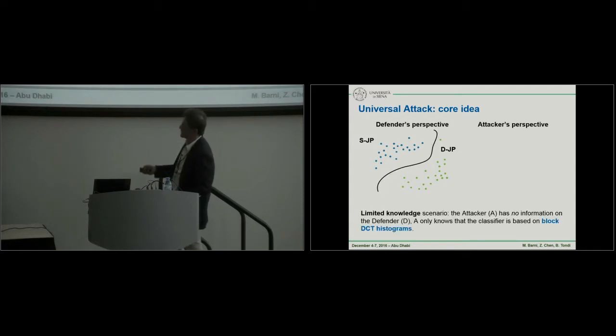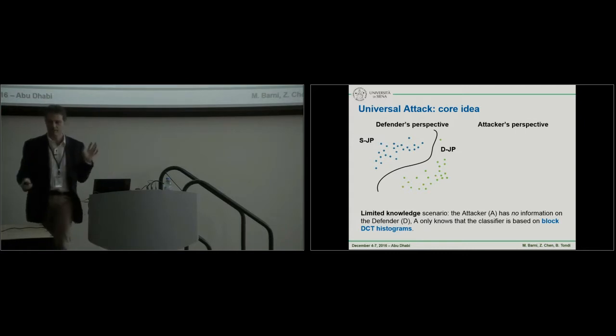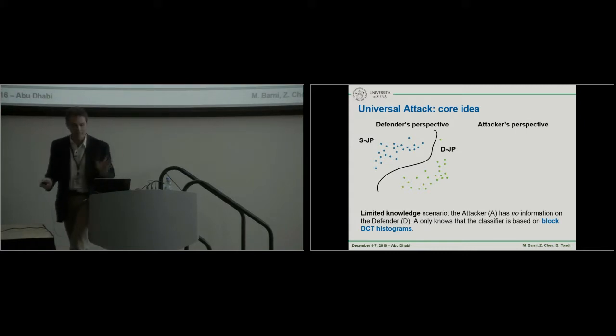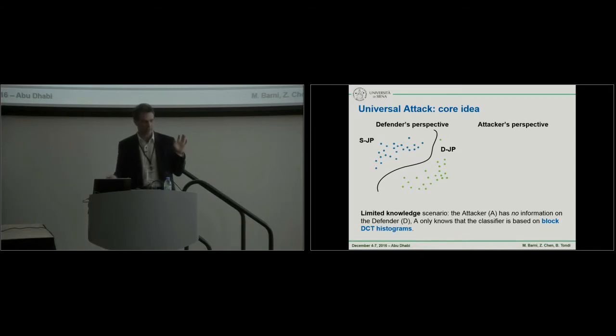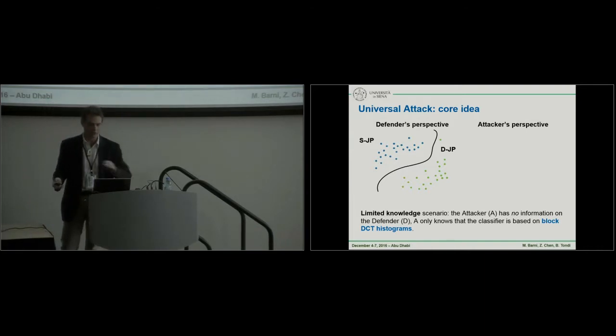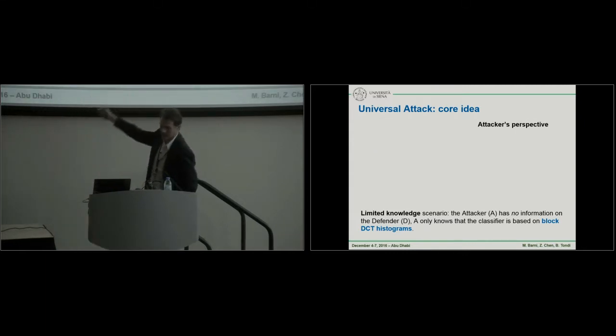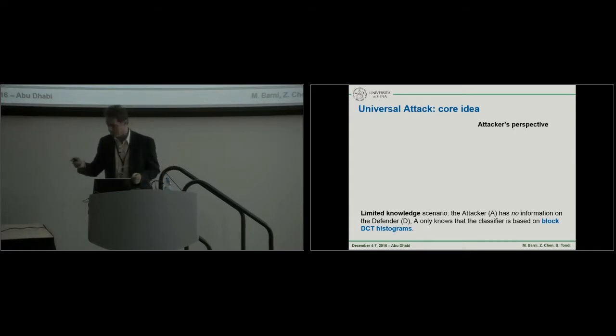Then what happens to the attacker? We assume here that the attacker has limited knowledge about the defender's classifier. He only knows the feature space. In this particular case, the feature space is defined as the histogram of block DCT coefficients of the image, over all the frequencies. So the attacker does not know anything else, only the feature space.